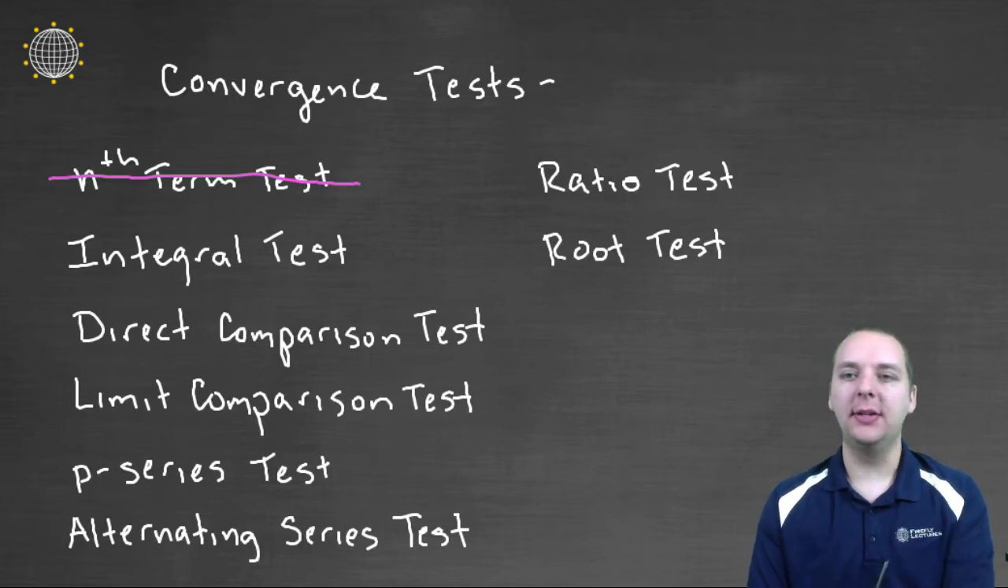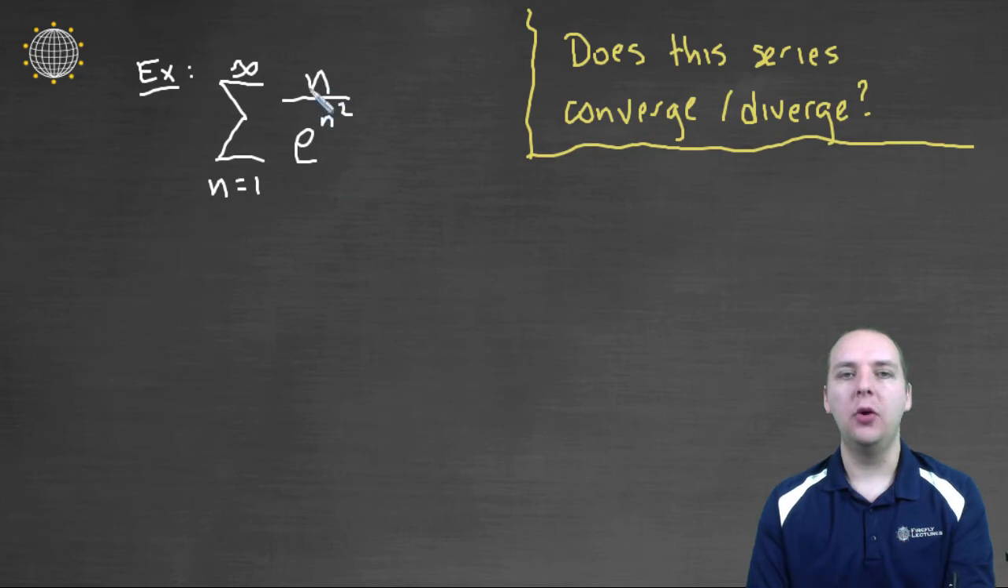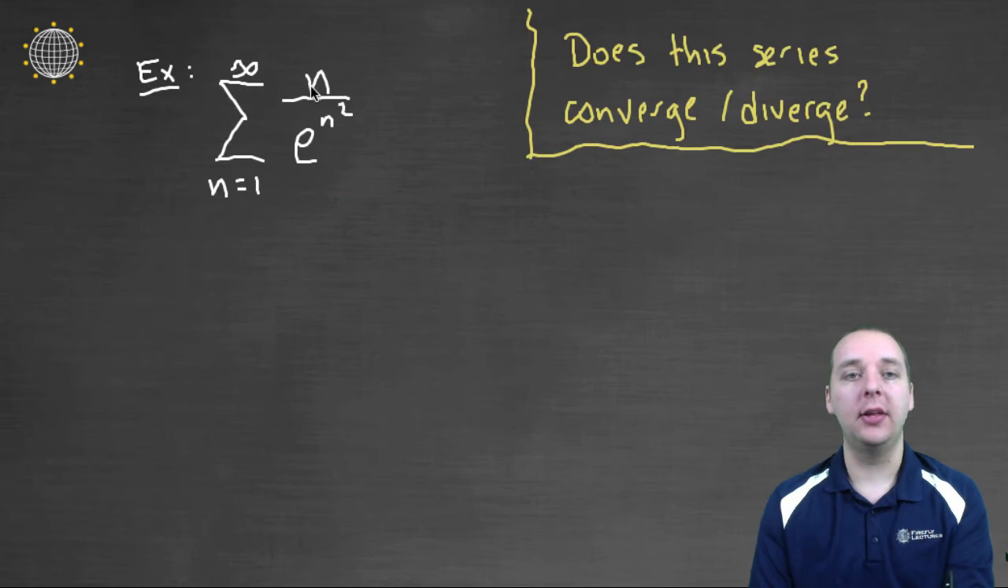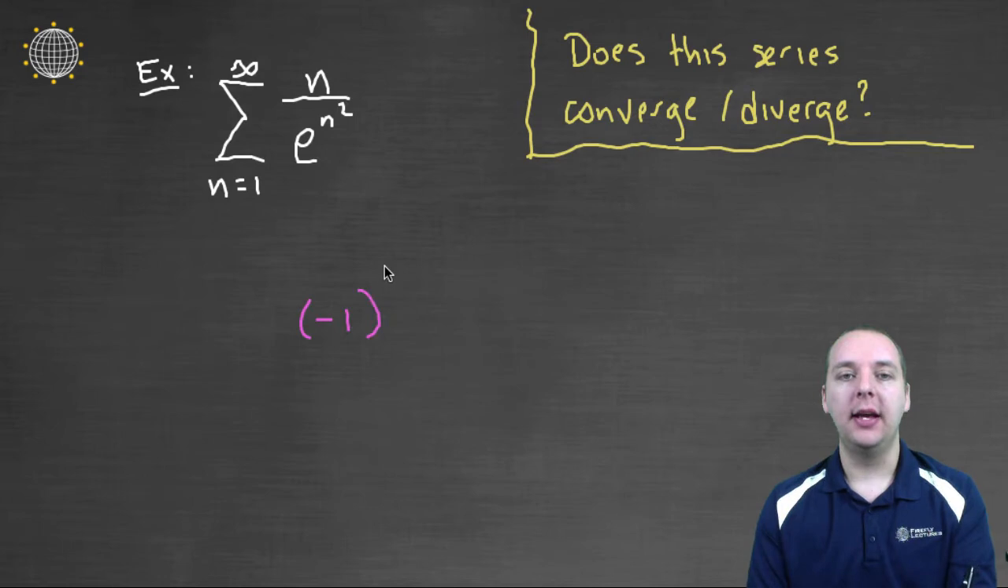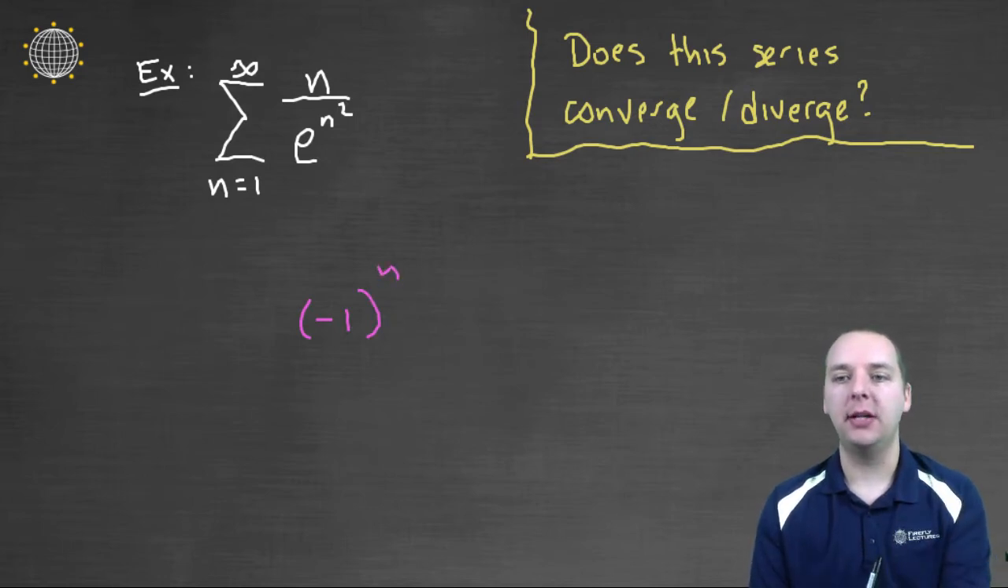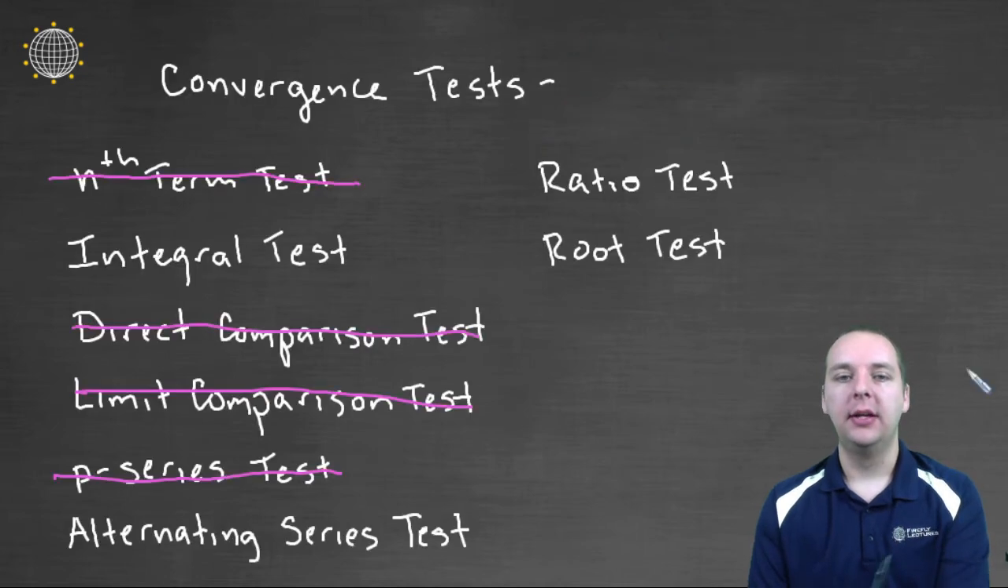Direct comparison, limit comparison test, I'm not really seeing too much here. Who would you compare them to? There's not really anybody good, larger or smaller, that converges nicely. So I don't really see us using either comparison test here. It's definitely not a p-series. Doesn't look anything remotely like a p-series. Alternating series test, of course not. Nothing alternates. All these terms are positive. For alternating series, you expect to see (-1)^n or some version of that, so that it flip-flops plus, minus, etc. So definitely not that one.